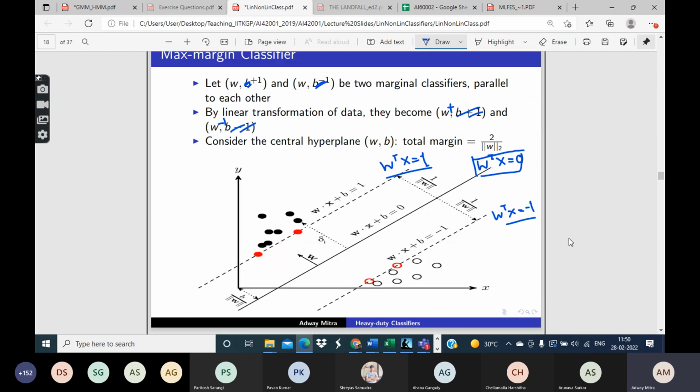Now I am making an assumption. It's not an important assumption, but for doing the subsequent mathematics, it will become easier if we assume that the equation of this line is W transpose X equal to 1 and this one is W transpose X equal to minus 1. For a particular data set, this may not happen, but we can always do some kind of scaling on the values of the features so that this happens.